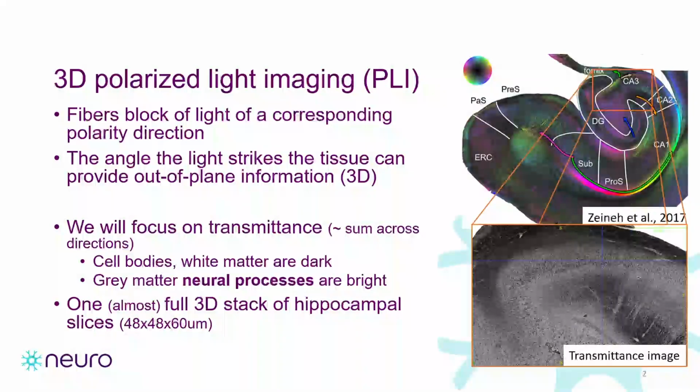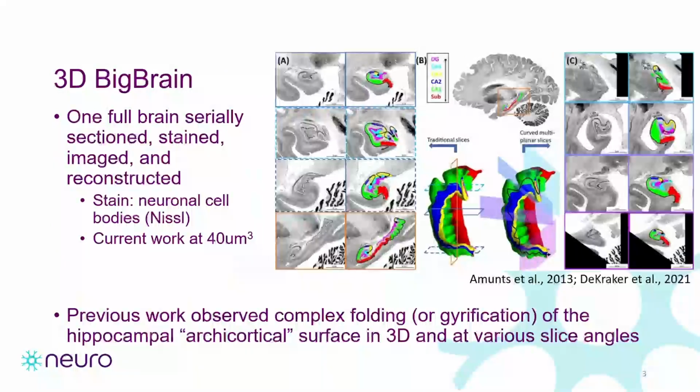My overall goal is to fuse this with another data set called 3D BigBrain. If you haven't heard of it, it's basically one full brain that's been histologically imaged, or I should say imaged microscopically, and then every single slice was put together and reconstructed, making, as far as I know, the most detailed model of the brain that we have. It's stained for neuronal cell bodies. The work that I'm going to talk about was done at 40 micron isotropic.